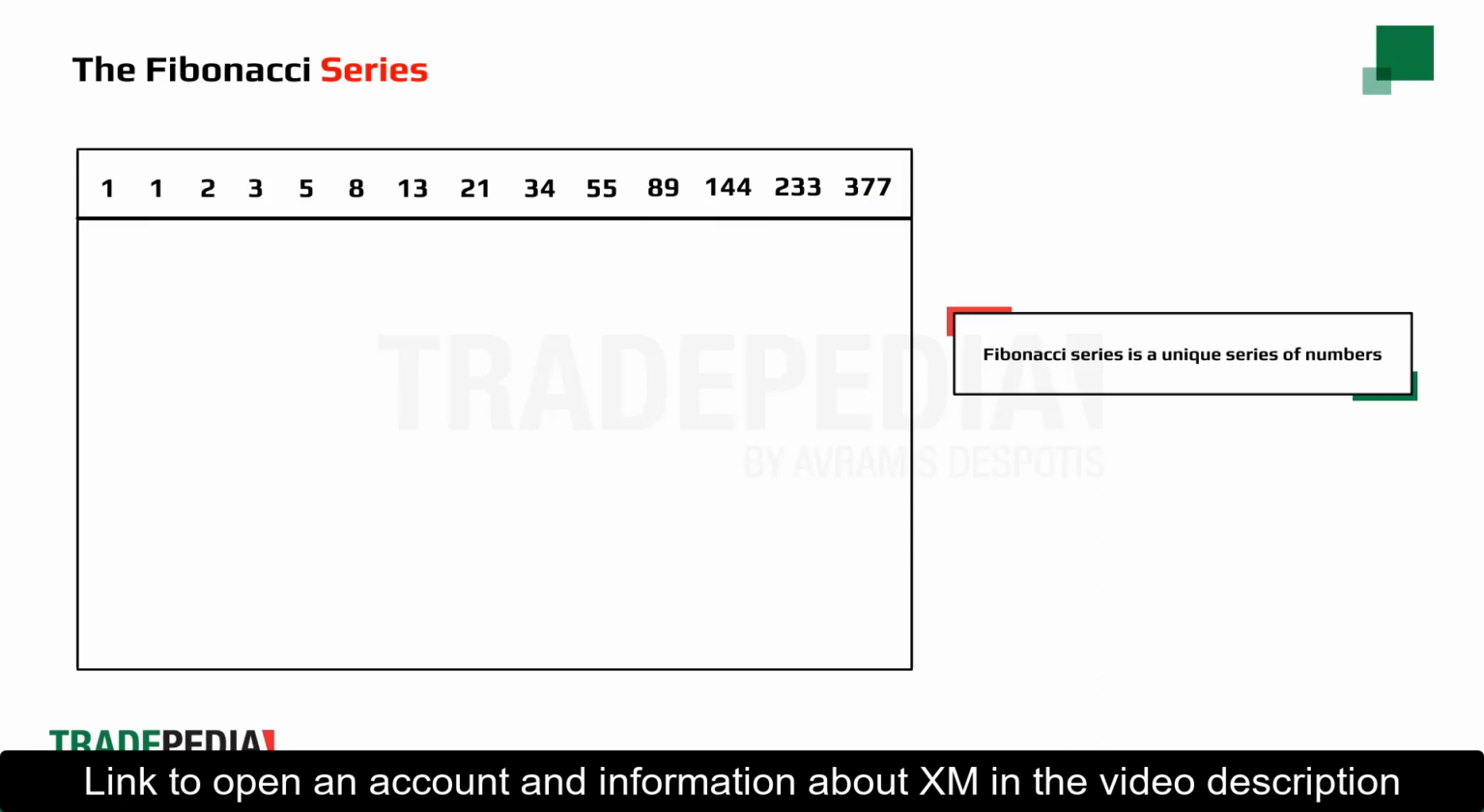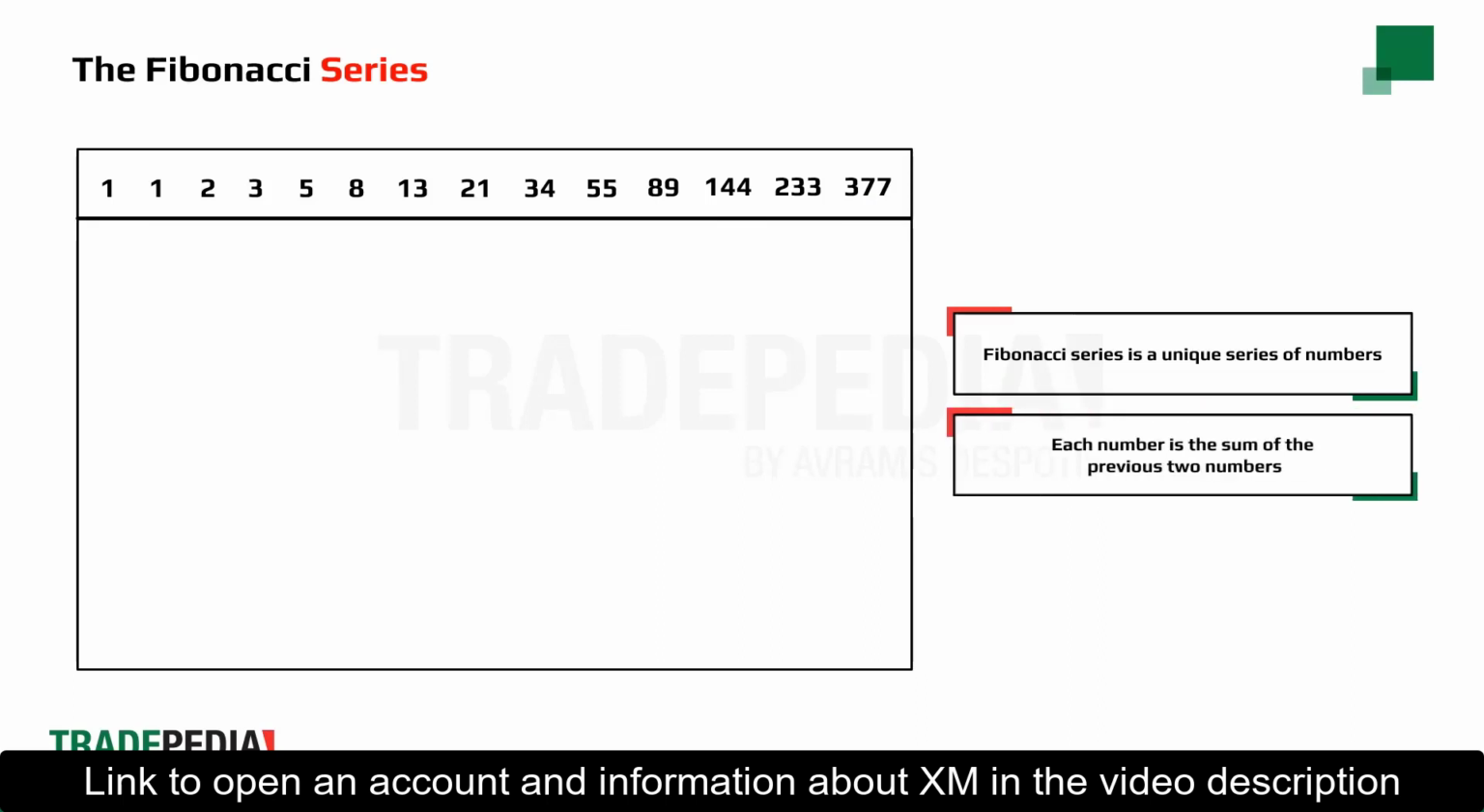The first thing we notice about this series of numbers is that each number is the sum of its previous two numbers. 8 plus 13 equals 21. 13 plus 21 equals 34.